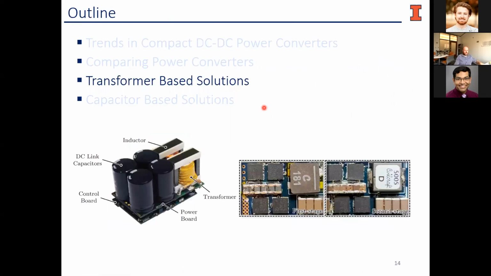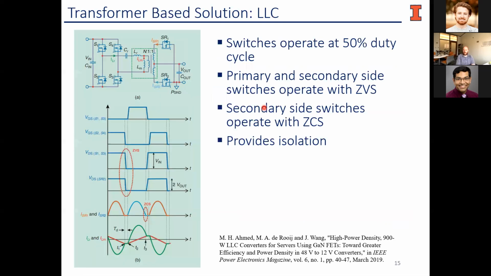One way to look at this is to start with transformer-based solutions, right? What are some of the popular ones there? If we start looking at transformer-based solutions, the first thing we should do is look at the best and the brightest, what we consider the state of the art. This would typically be considered an LLC converter. An LLC converter is a resonant converter. The switches operate at a 50% duty cycle, and then the primary and secondary side switches operate with ZVS.